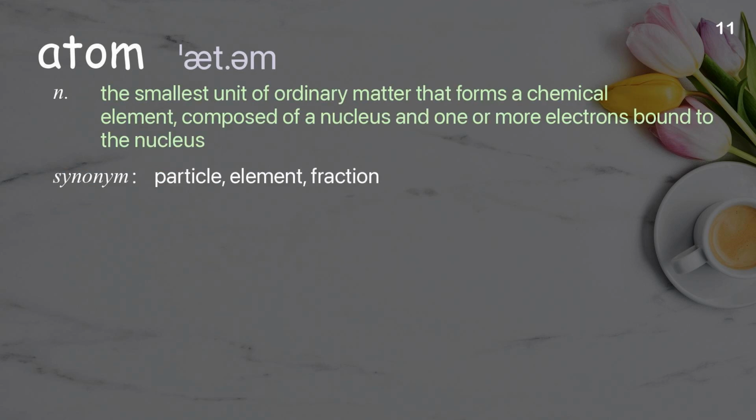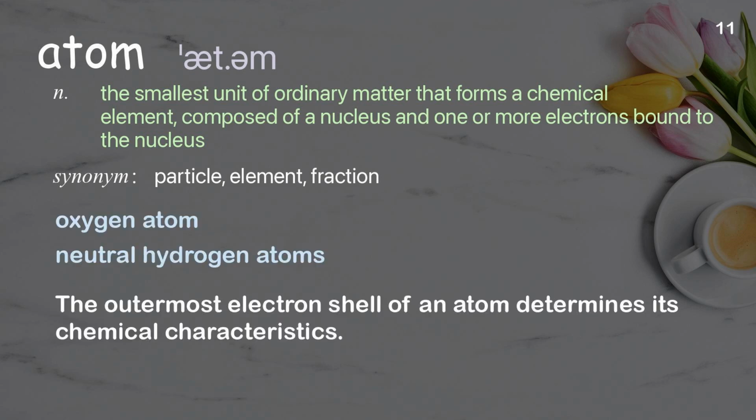Atom. The smallest unit of ordinary matter that forms a chemical element, composed of a nucleus and one or more electrons bound to the nucleus. Examples: Oxygen atom. Neutral hydrogen atoms. The outermost electron shell of an atom determines its chemical characteristics.